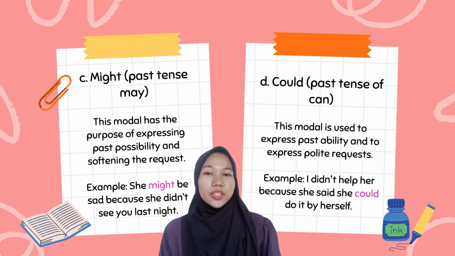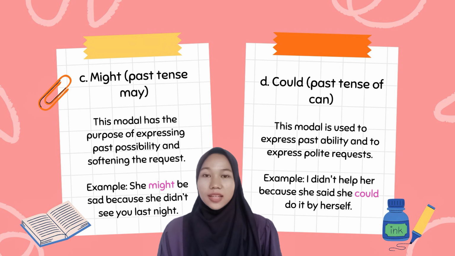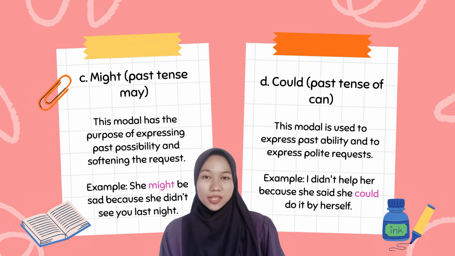Let's continue with two more past modals, might and could. Might, past tense of may. The modal might is used to express past possibilities and to soften requests. It is often used when we are unsure about something that happened in the past. For example, she might be sad because she didn't see you last night.